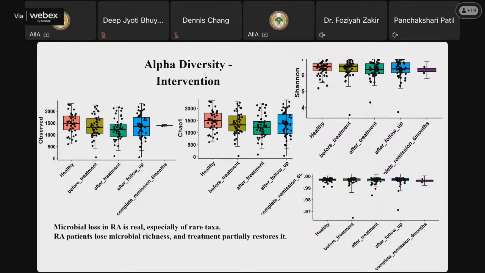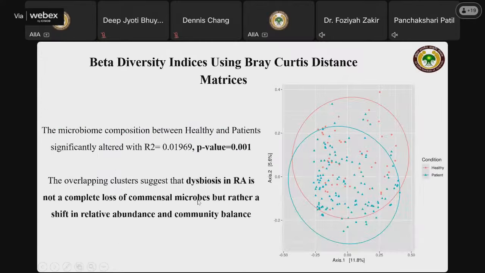When it came to alpha diversity in the intervention that we tried to see, we found that there is microbial loss in rheumatoid arthritis patients, especially of rare taxa. We can see that there is a smaller number of species in the RA patients. The microbial richness was lost during the progression of the rheumatoid arthritis condition, which could be restored during the treatment process. So this was the basic outcome that we could find during the analysis of 3 sets of patients, which were healthy, patient, and after the intervention. All these comparisons show very good changes in microbial richness and involvement of rare taxa in RA. When we try to understand the beta diversity indices, the microbiome composition between healthy and patients was significantly altered.